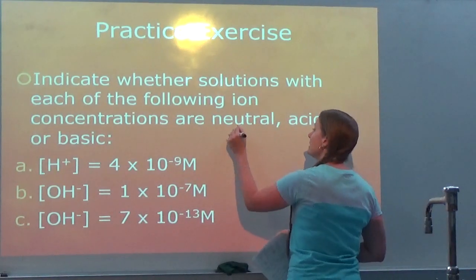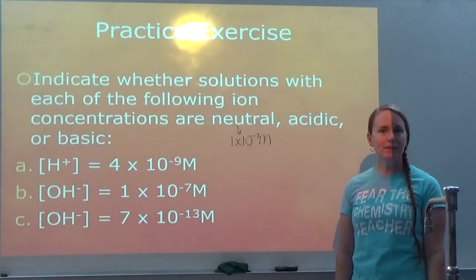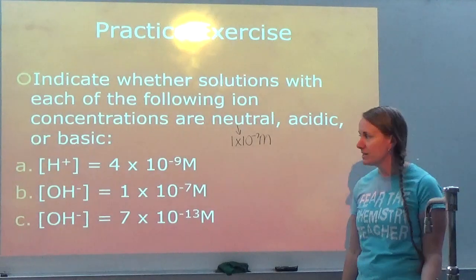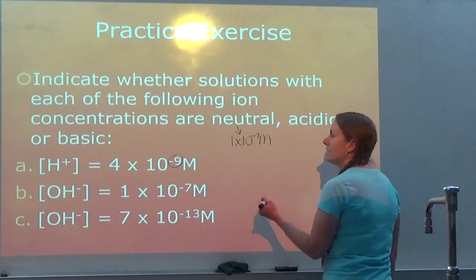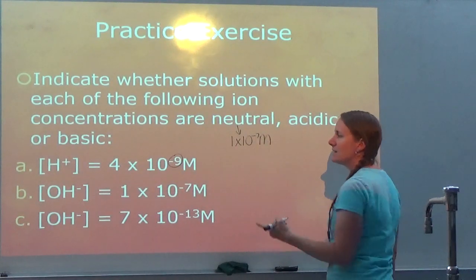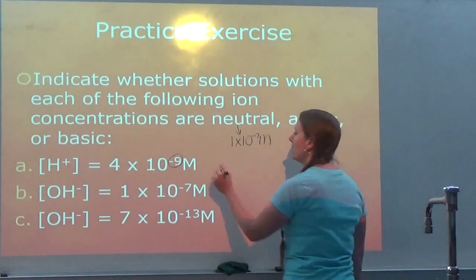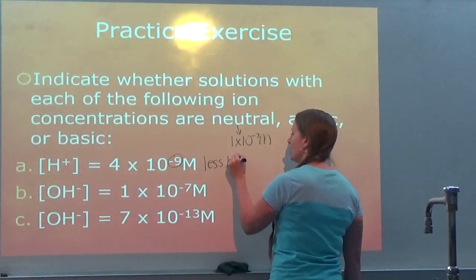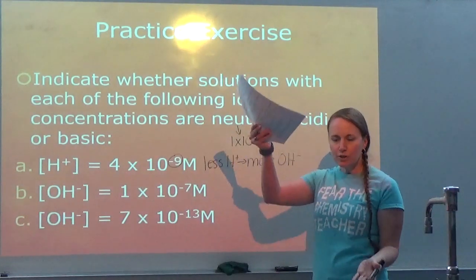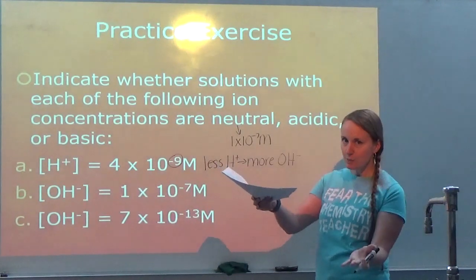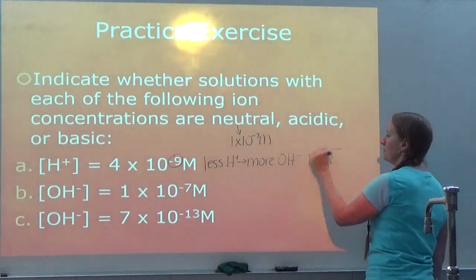So we just decided when it's neutral, they're both 1 times 10 to the negative 7. So all I need to do is compare it to that. So H plus is 10 to the negative 9 here. When it's neutral, it's 10 to the negative 7. So do I have more H plus or less H plus? I have less H plus, which means more OH minus. Because remember, if one goes up, the other goes down, and vice versa. So if I have less H plus, I have more OH minus. OH minus indicates it is basic.